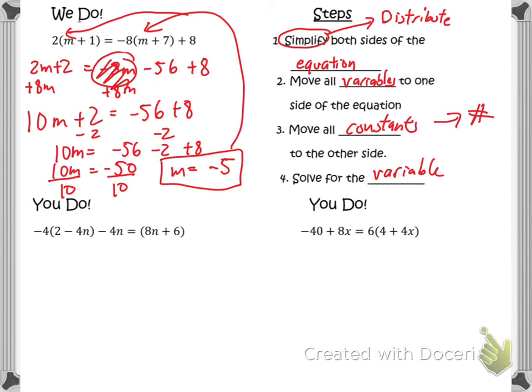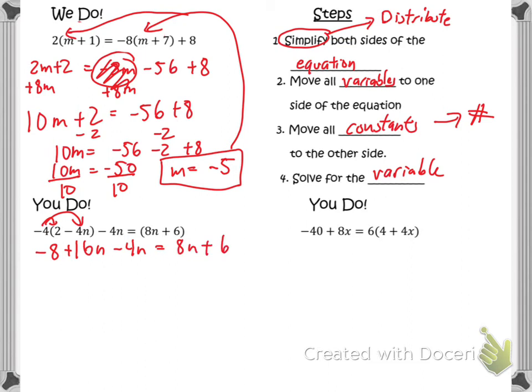All right, here we have two you-dos. Go ahead and do one you-do, check your answer. Do the other you-do, check your answer. All right, first you-do, we're going to distribute this, and nothing to distribute on the right side. I have negative 8 plus 16n minus 4n is equal to 8n plus 6.